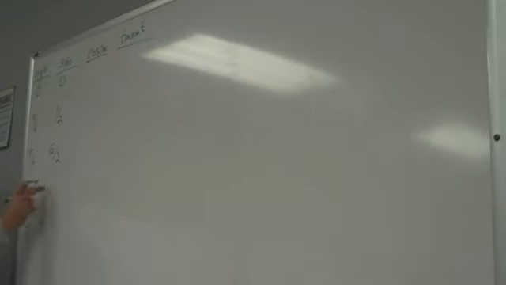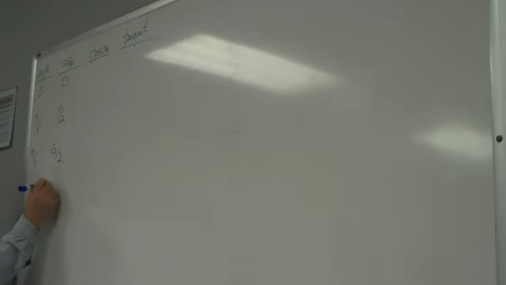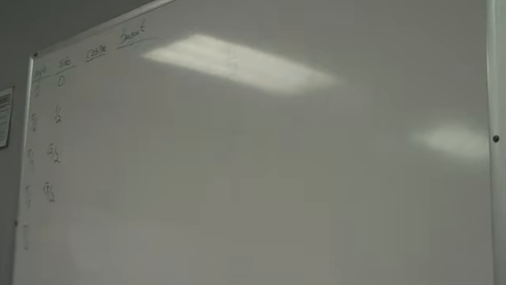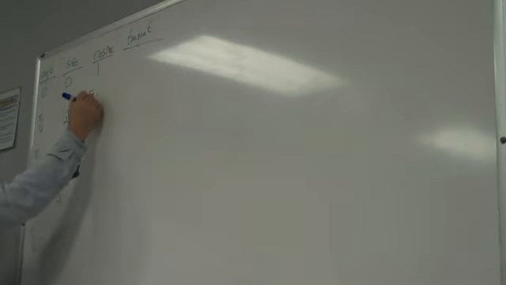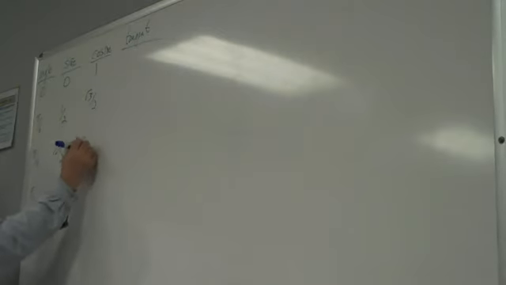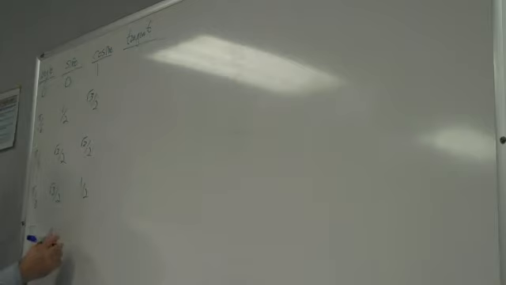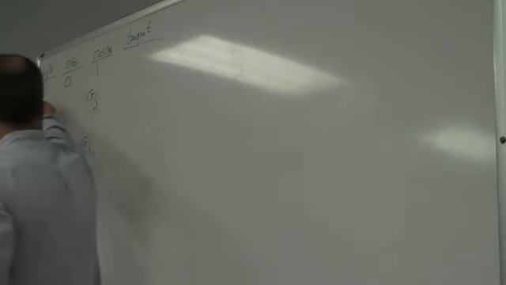Pi over 3, how many degrees? 60. And the sine is? Root 3 over 2. Pi over 2 is? 90. And the sine is? 1. Excellent. Okay, how does cosine go? 1, root 3 over 2, root 2 over 2, 1 over 2, 0. Tangent of 0 degrees.